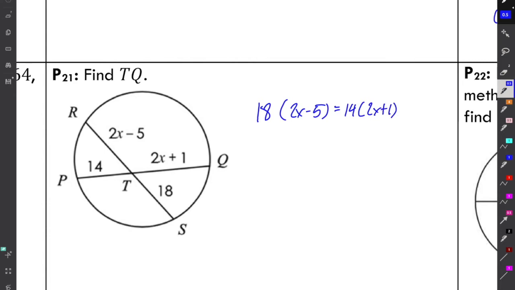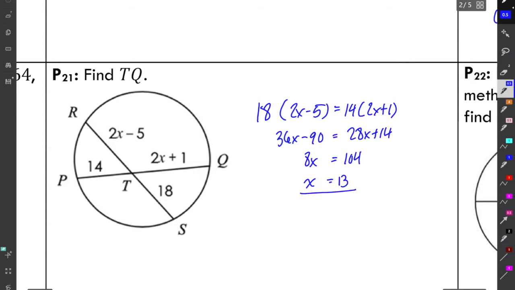Okay, and doing that, now we simplify. 36x, 18 times 5 is going to be 90, so minus 90 equals 28x plus 14. Subtract 28x from both sides. On the left side, we get 8x. Adding 90 to both sides, we get that this is equal to 104. Divide both sides by 8. Well, x is equal to 13. Now we want to find TQ.